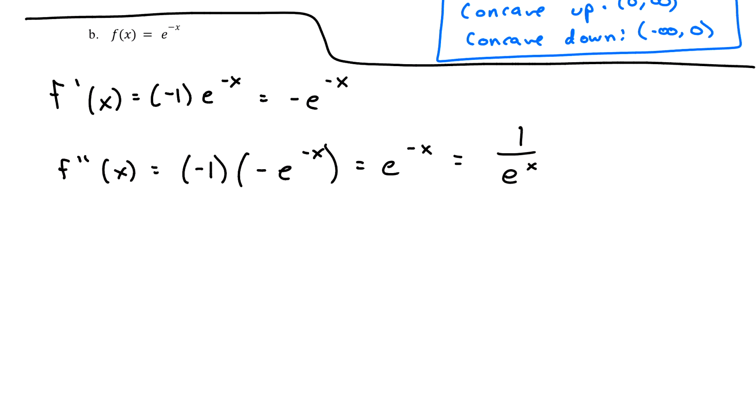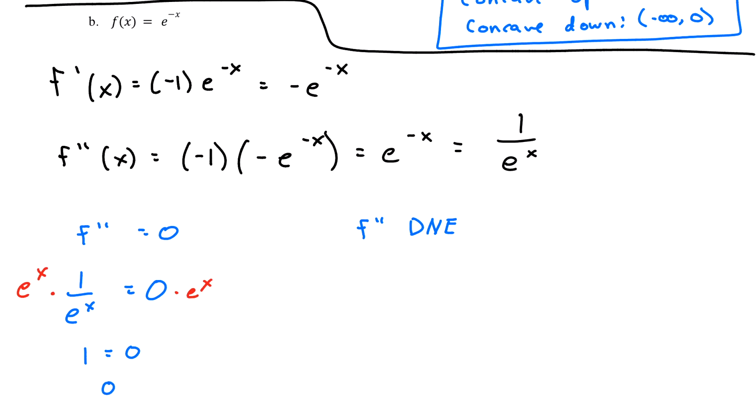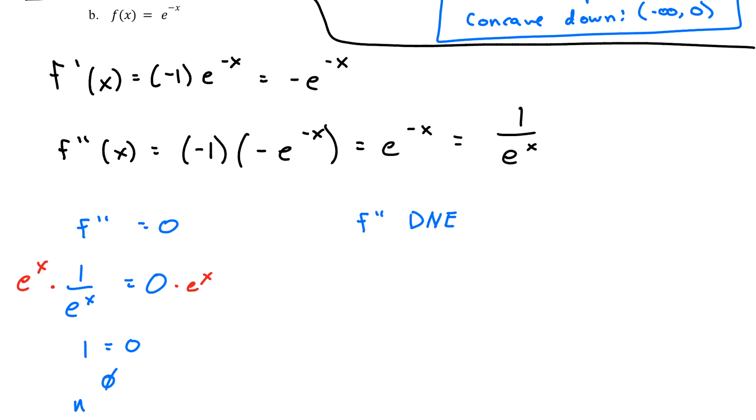All right, so what's next? We have our second derivative. So now we want to think about places where f double prime is equal to 0 and places where f double prime does not exist. Well, if I take my second derivative, 1 over e to the x, set it equal to 0, my first step in solving this would be to multiply both sides by e to the x. And that is going to leave me with 1 equals 0, which is most definitely not true, which means we have no solutions to this equation. So no partition numbers there.